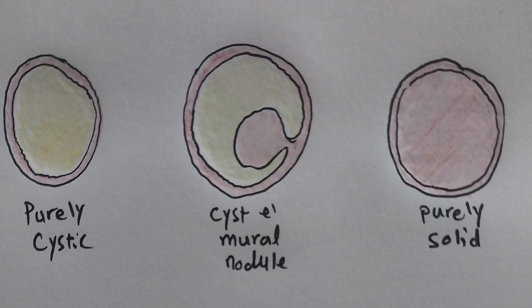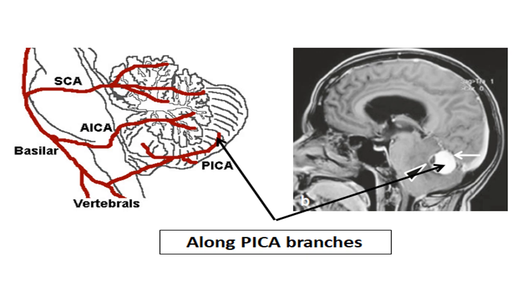Let's see some surgical pearls about hemangioblastoma. Cystic cerebellar hemangioblastomas may occupy a great variety of locations, but commonly are located posterior-inferiorly within the cerebellar hemisphere, especially along the distribution of the branches of the posterior inferior cerebellar artery, or PICA. Always remember that there may be more than one mass.